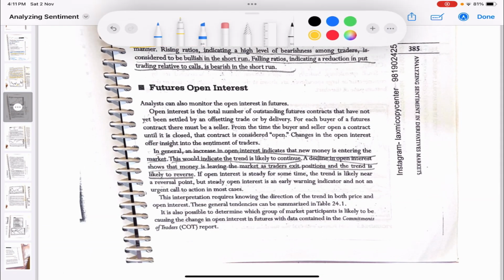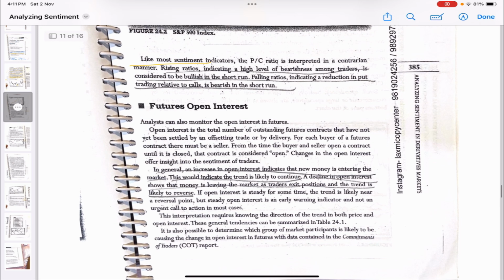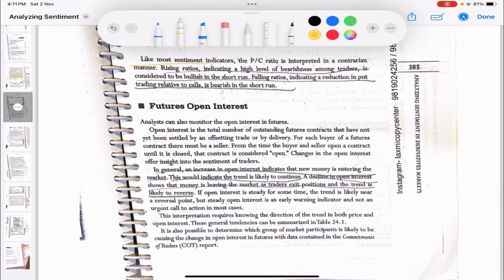Like most sentiment indicators, the PC ratio is interpreted in a contrarian manner. Rising ratios indicate a higher level of bearishness among traders. It is considered to be bullish in the short run. Falling ratios indicate a reduction in put trading relative to calls, which means that it is bearish in the short run. Got it?